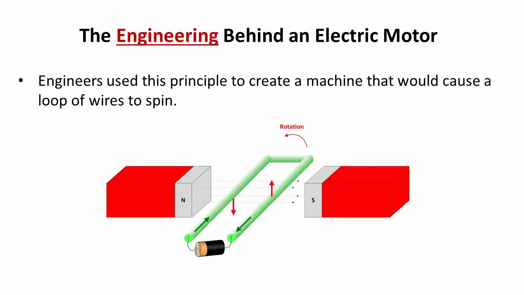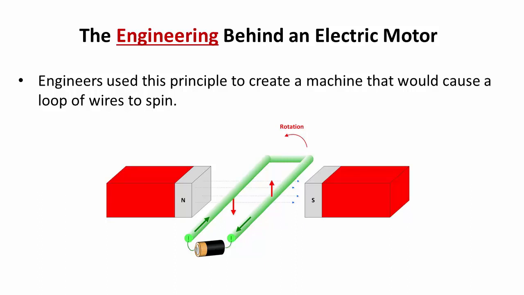Now here's the engineering. The engineers come along and go, wow, that is great. We can put current through a wire and the wire moves. Now you have movement. I can create movement by running current through something. I can create a new device.